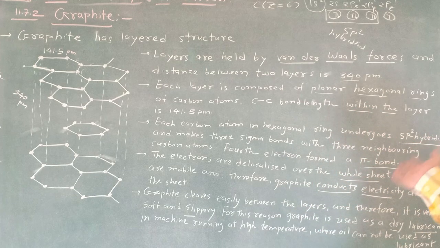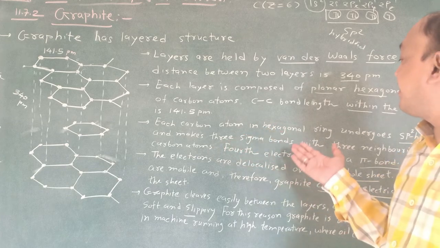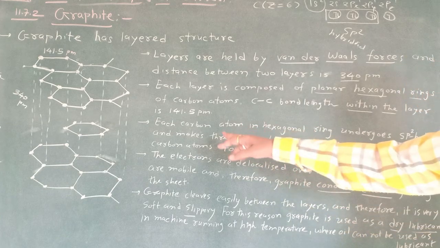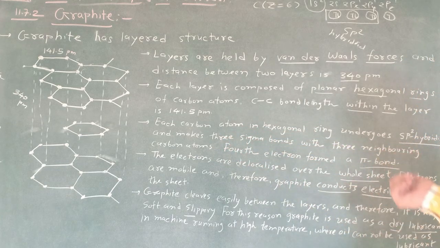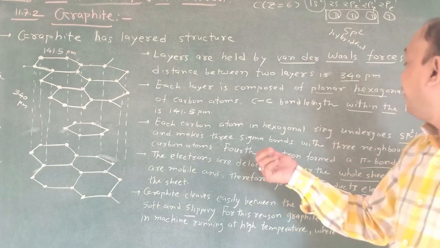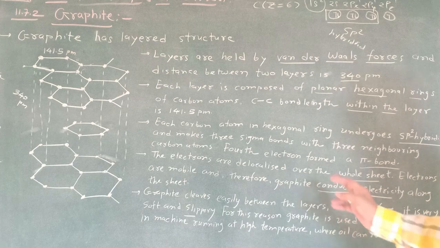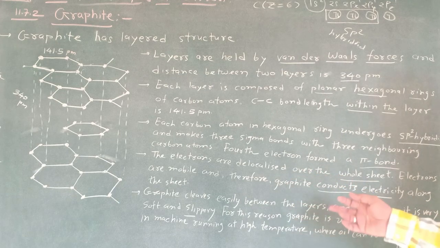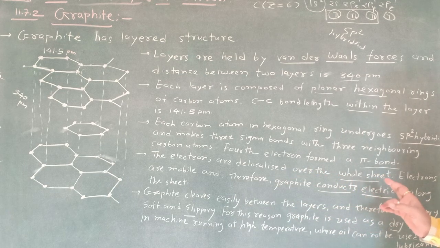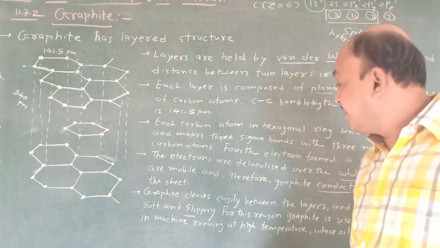The hexagonal ring undergoes sp2 hybridization and makes 3 sigma bonds with 3 neighboring carbon atoms. The fourth electron forms a pi bond with another layer, just you see, the pi bond. The electrons are delocalized over the whole sheet. Electrons are mobile, and therefore graphite conducts electricity along the sheet. It's a very easy topic.